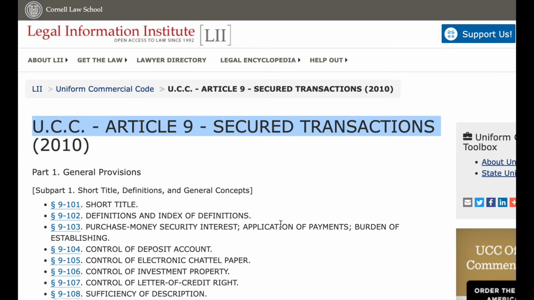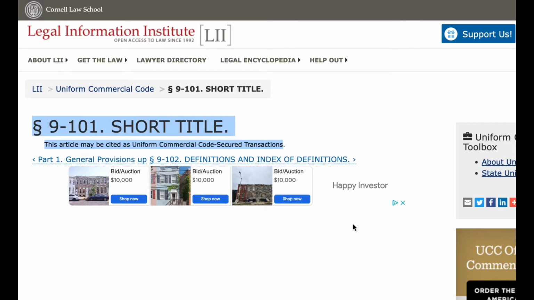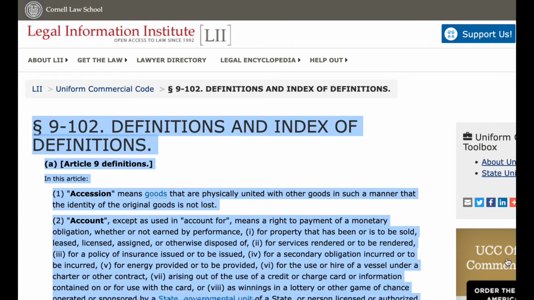Cornell Law School. U.C.C. Article 9. Secured Transactions. Part 1. General Provisions. Subpart 1. Short Title, Definitions, and General Concepts. Paragraph 9-101. Short Title. This article may be cited as Uniform Commercial Code Secured Transactions. Paragraph 9-102. Definitions and Index of Definitions.